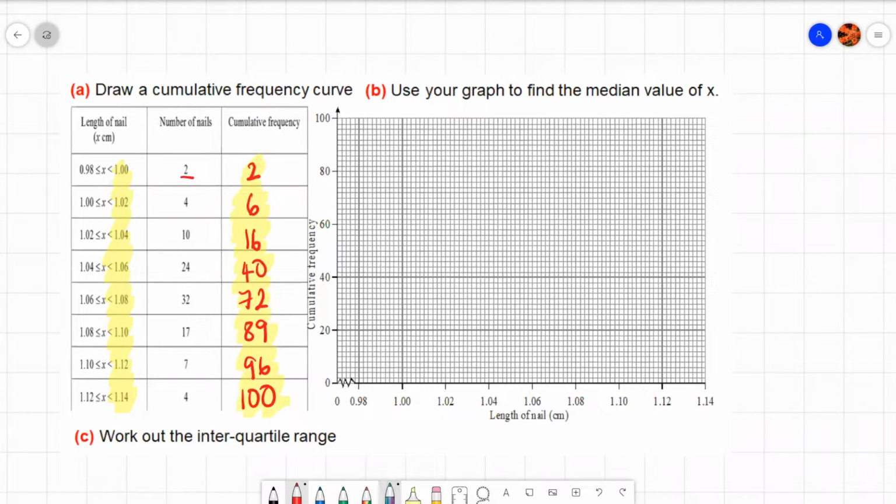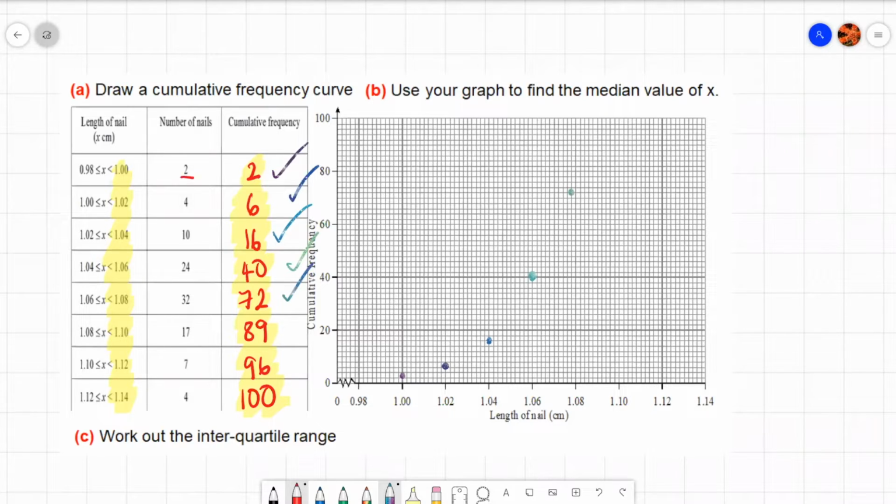So we've got 1 against 2. Well, I'm guessing this is going up in 2s: 2, 4, 6, 8, 10, 12, 14, 16, 20. Yep, so there you are. The next one is 1.02 against 6, so 2, 4, 6. 1.04 against 16, so 2, 4, 6, 8, 10, 12, 14, 16. 1.06 against 40. Nice and easy, that one. 1.08 against 72. Got 60 there, 60, 62, 64, 66, 68, 70, 72.